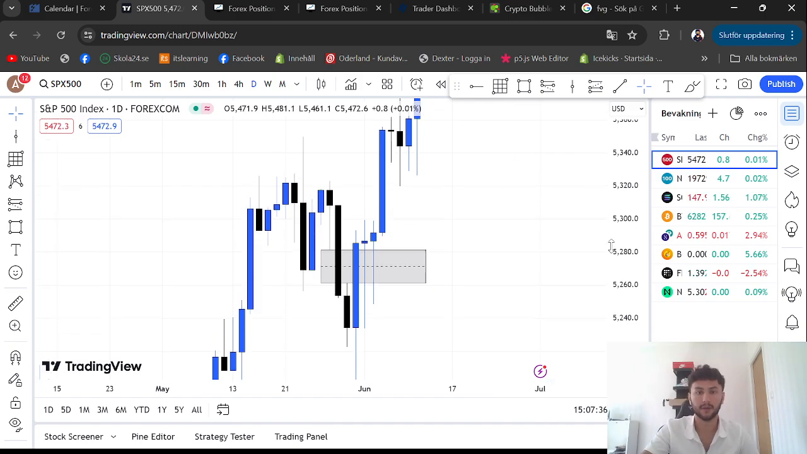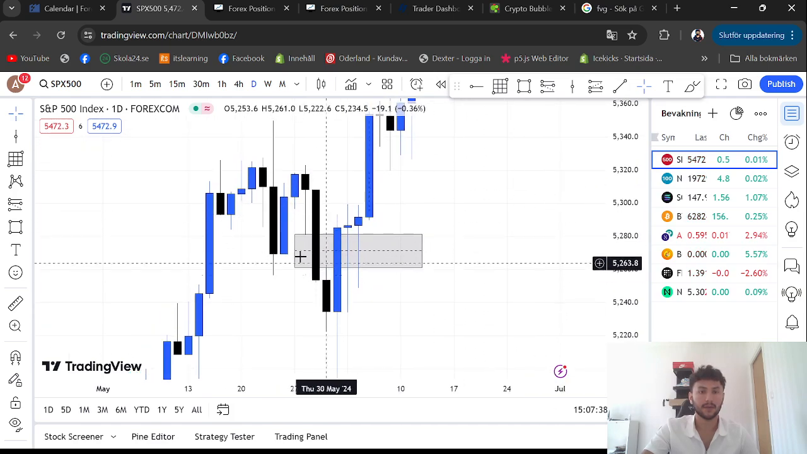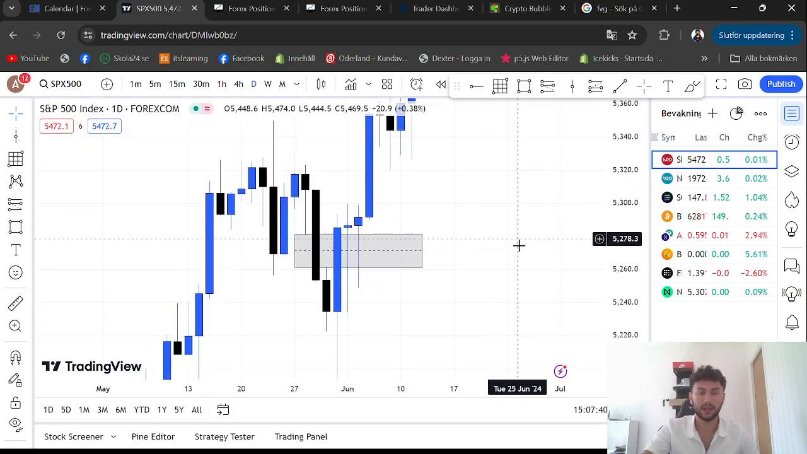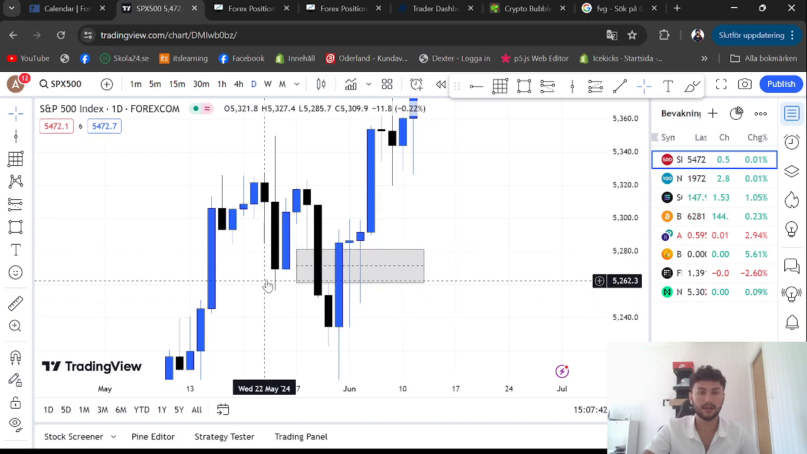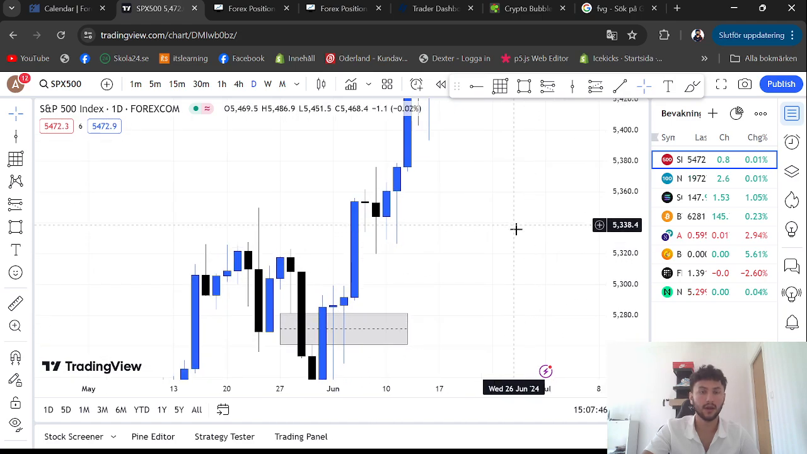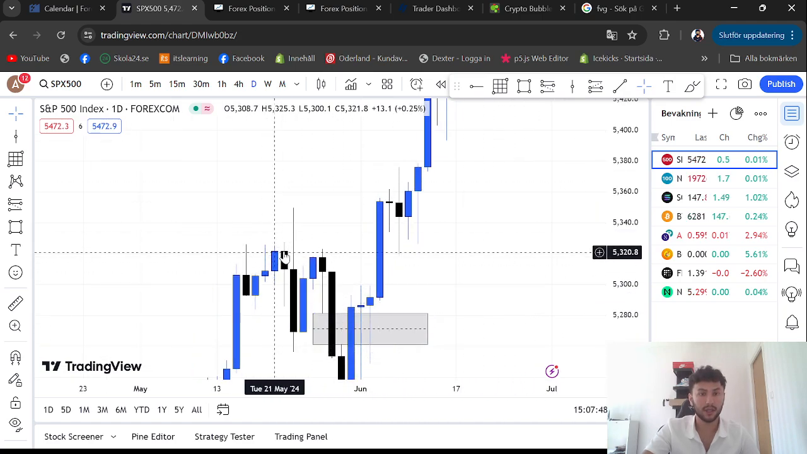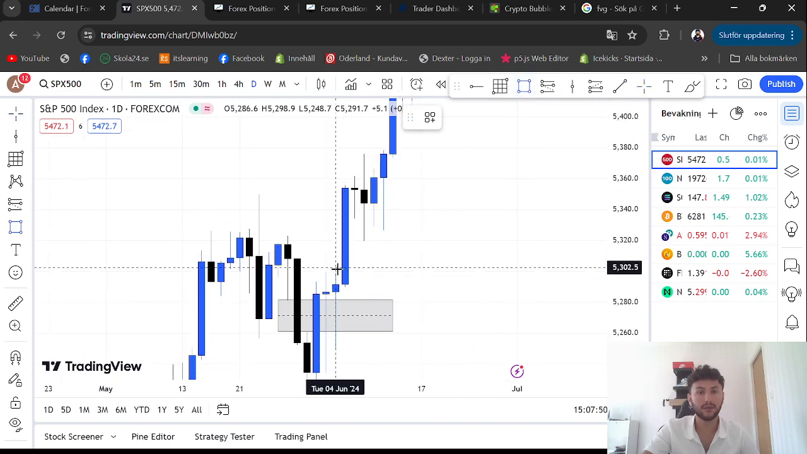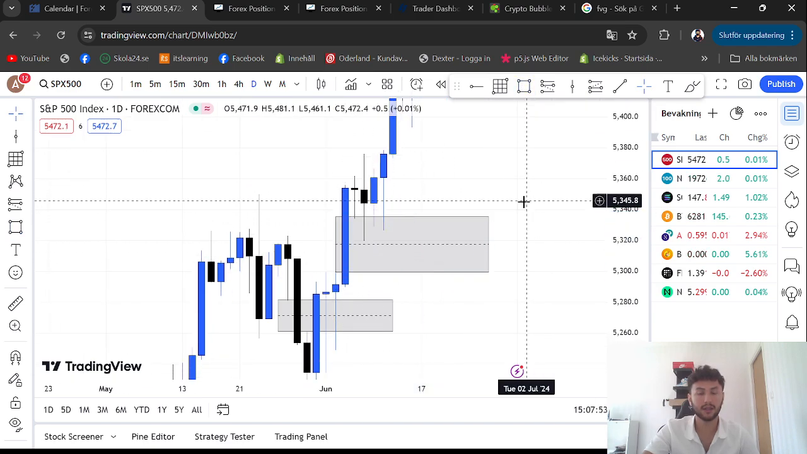Look over here. Let me explain. We invalidated this bearish fair value gap. We closed above that. That means the price is not going to go lower, because we closed above that. Then look, we broke a daily structure to the upside, and we did fill a bullish fair value gap and completely respected that.